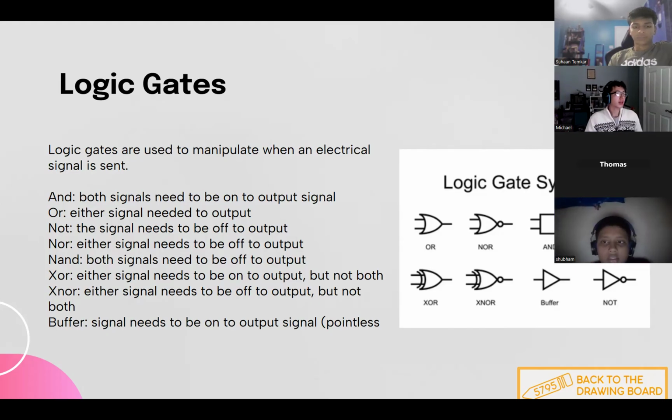The NOR gate says that... oh, okay, the wrong one. The NAND gate basically says that either signal needs to be off to output a signal. So if A or B is not on, it will output a signal. So it's the opposite of the AND gate. I'm not going to go down the whole list because you can just look this up. But these are the basic logic gate symbols, and these are all the different logic gates.